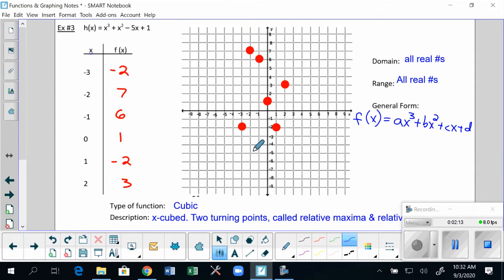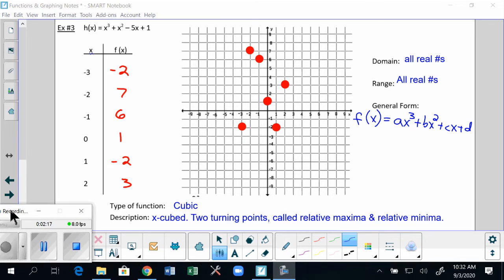All right, now example number 3 is when it gets a little goofy looking. When you plot these points, you see they scatter all over. There's no symmetry to these points at all. You'll notice that this function has an x to the third in it. So this type of function is called a cubic function because the x is cubed, or to the third power. The cubic function doesn't just have a vertex like a quadratic function. It actually has two vertices. They're called turning points.